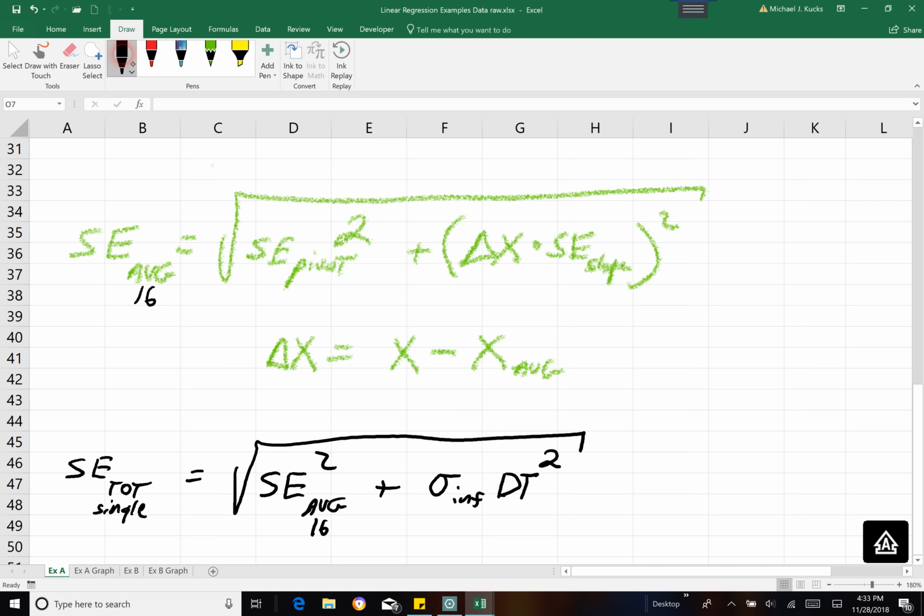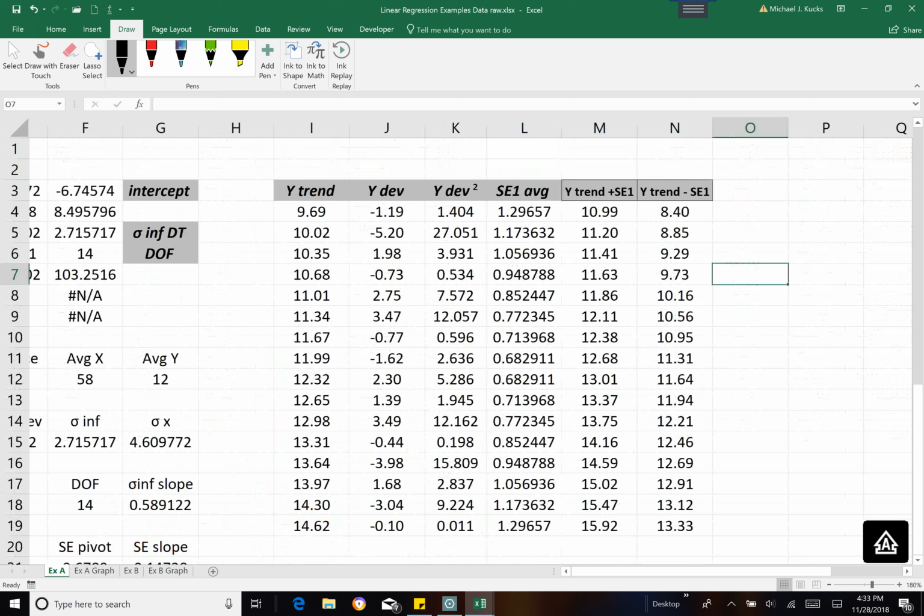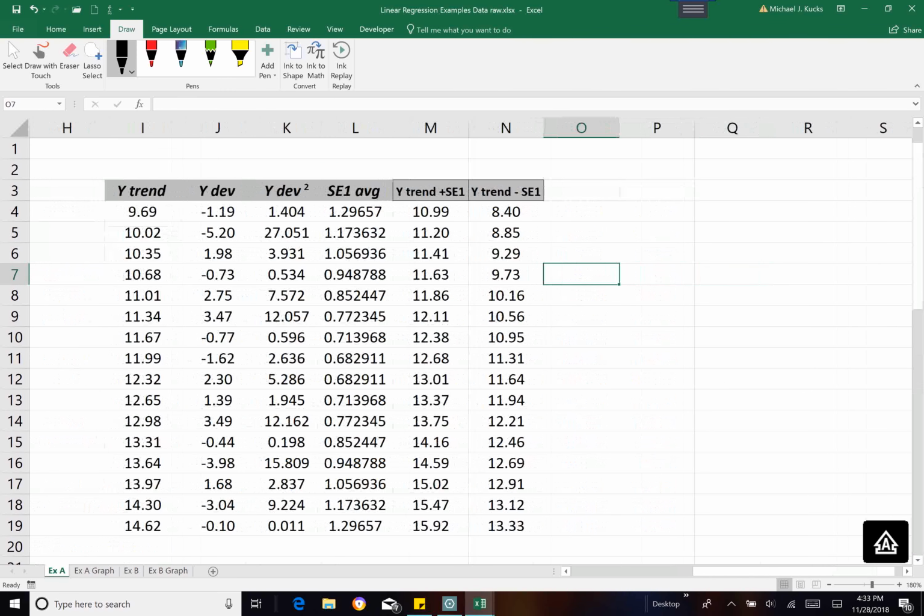And this is going to include both the fluctuations in the slope and the fluctuations in the pivot point, plus the fact that I can have a bigger fluctuation if I just make a single measurement as opposed to averaging 16 measurements. And so we need to calculate that.